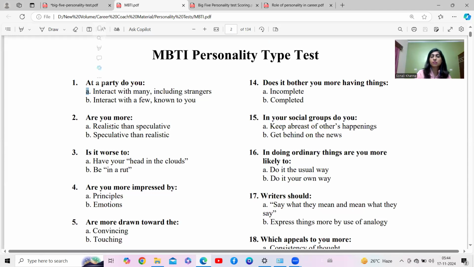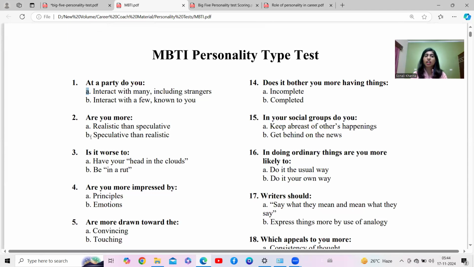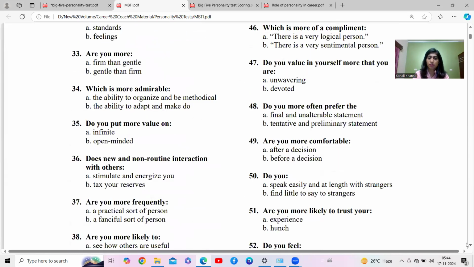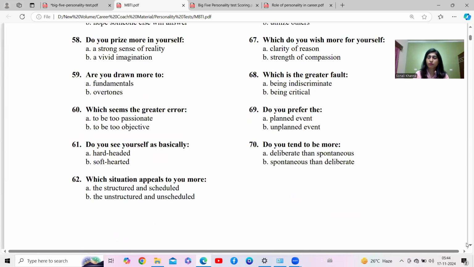Are you more realistic than spectacular, or more spectacular than realistic? I'm more realistic than spectacular. Is it worse to have your head in the clouds or to be in a rut? I would say being in a rut is worse to me. Are you more impressed by principles or emotions? I'm more impressed by principles. So just like that, every statement comes with 2 options, A or B. You have to choose one. And there are in total 70 items.